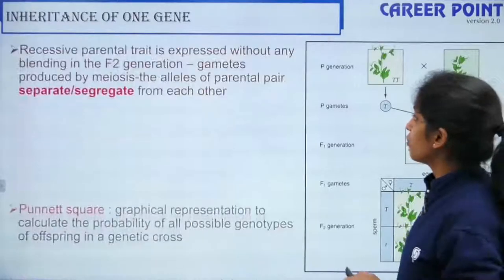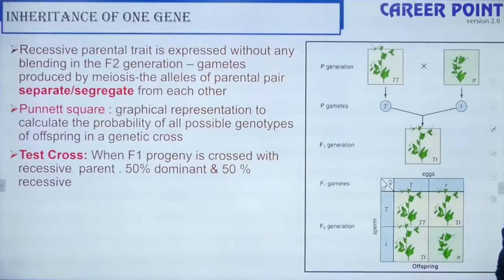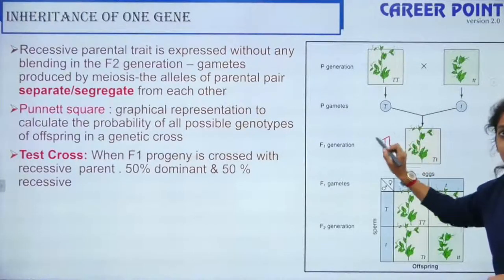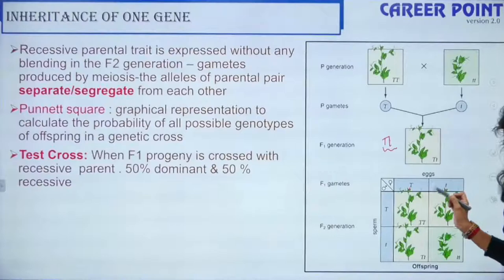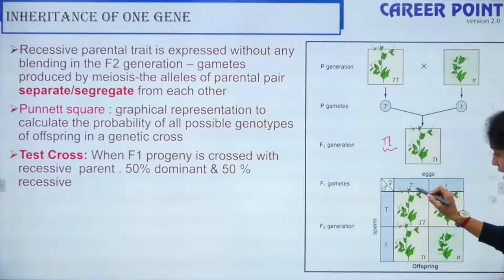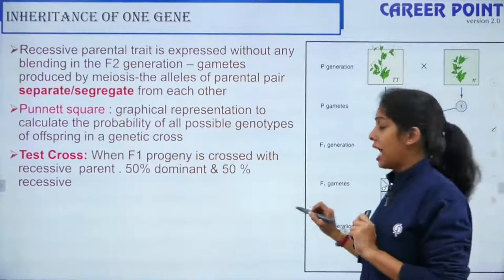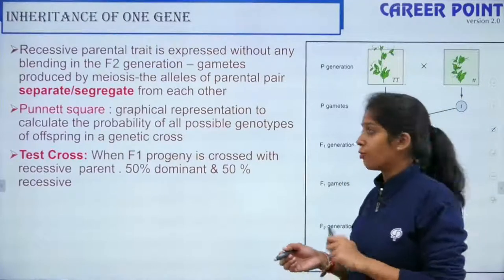Now, inheritance of one gene. Whatever I have told you in the form of gametes is written here. In the F2 generation, we are using a square like this to make the cross, right? To find out the offspring. But here you understand, in the F1 generation there was no phenotypic expression of the dwarf plant, but still in the F2 generation your dwarf plant was formed, right? Here this T and this t segregate independent of each other. And this square is your Punnett square. It is a graphical representation to find the genotype of the offspring.